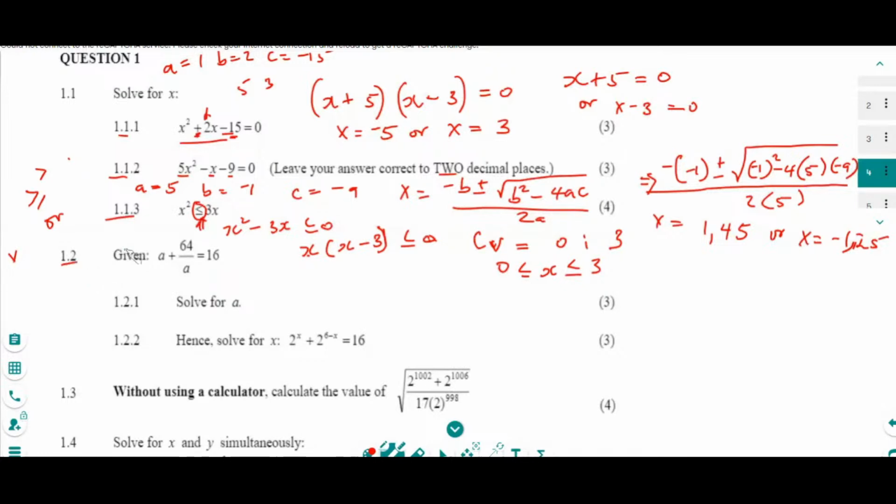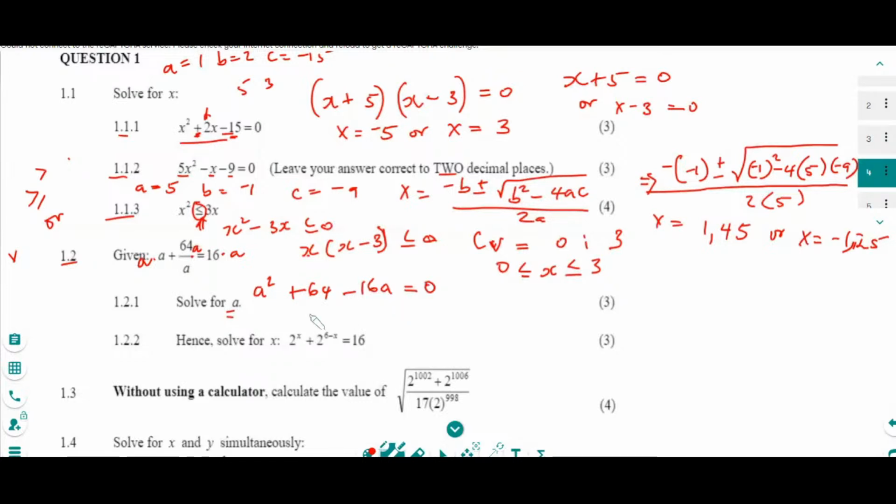1.2 is giving us a plus 64 over a is equal to 16, and they want us to solve for a. Step number 1 is to eliminate the a from the denominator. I will multiply through by a. So for the first part, I'll have a squared plus 64. I can transpose that to that side: minus 16a is equal to 0.